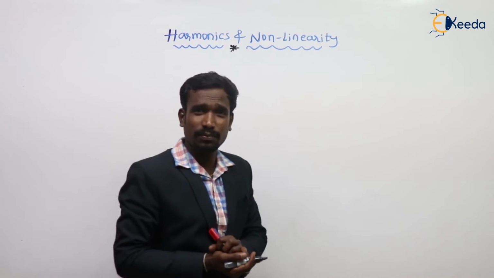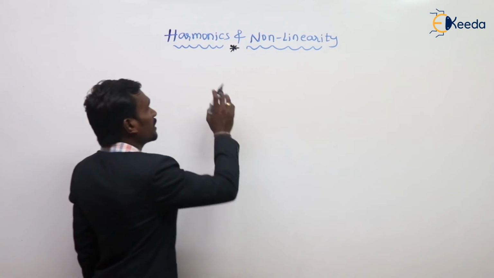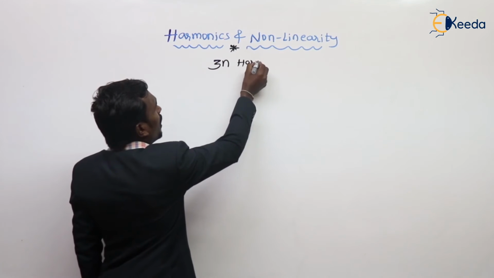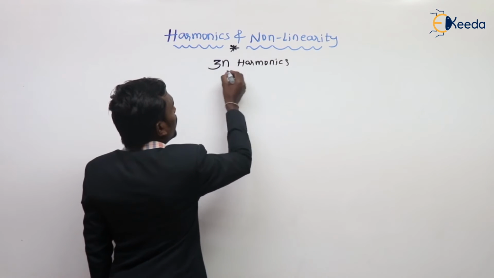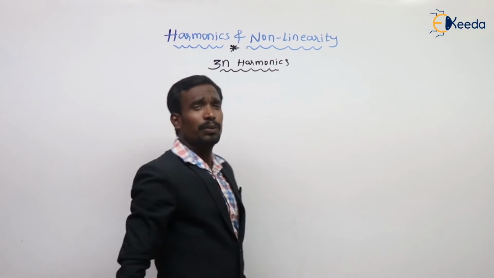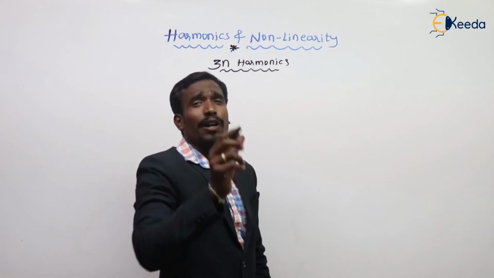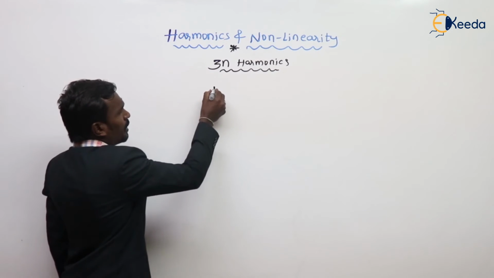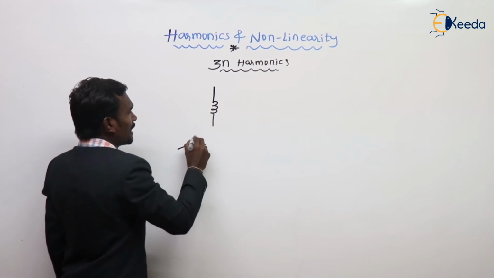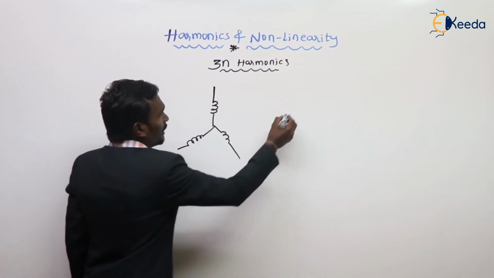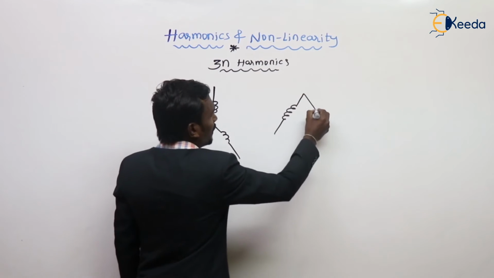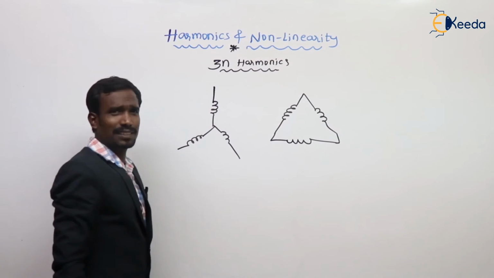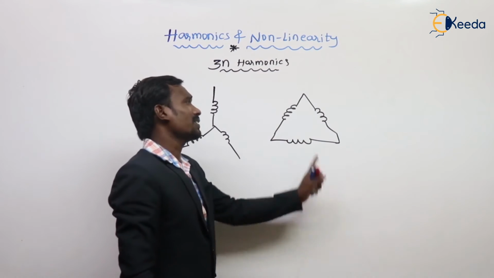Now non-linearity. Generally in these harmonics, I told you the triplen harmonics are the richest harmonics. These triplen harmonics decide the EMF waveform. For example, if the transformer winding is delta connected, this is my transformer, this is delta connected, and this is my source.